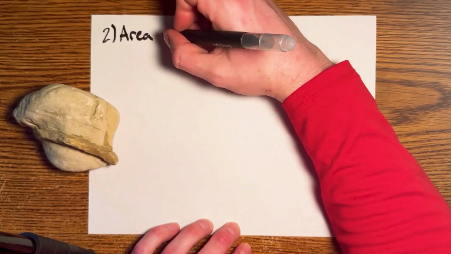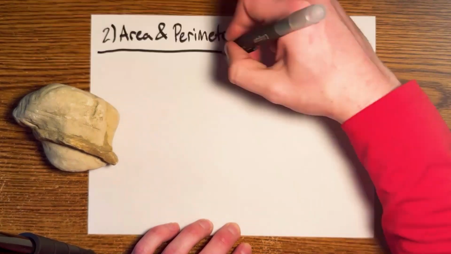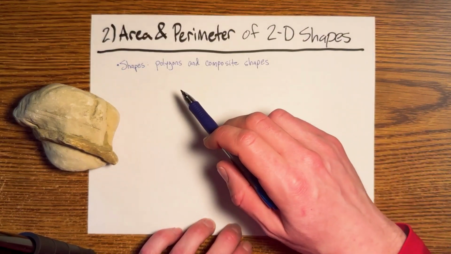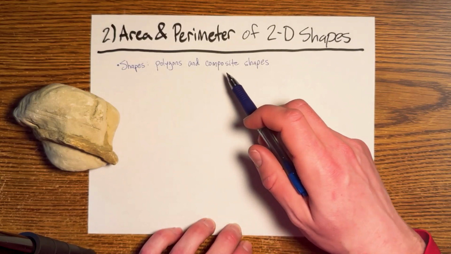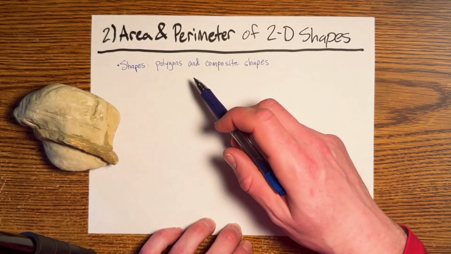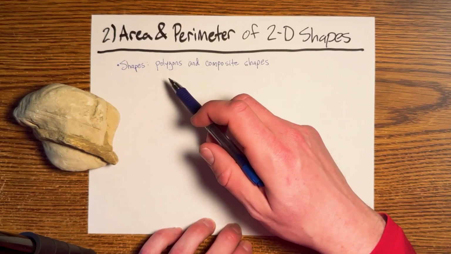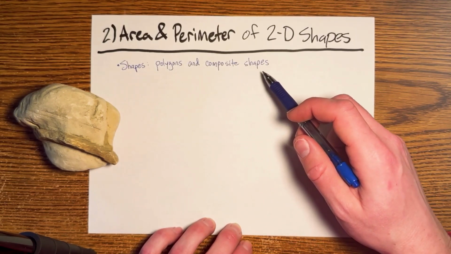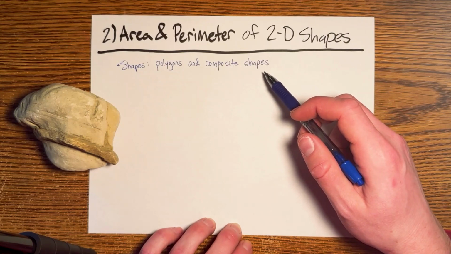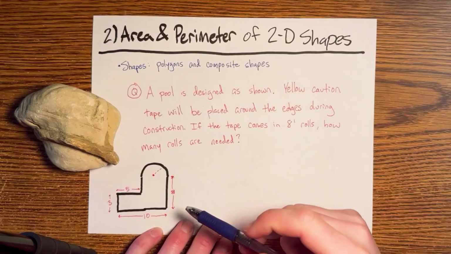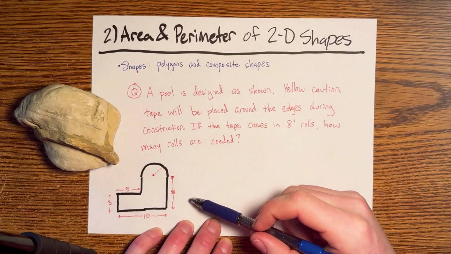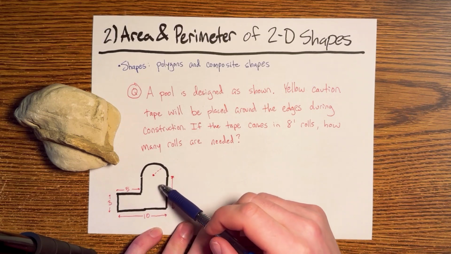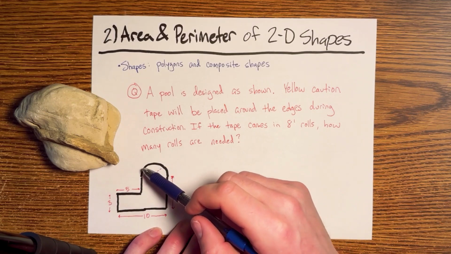Number 2, area and perimeter of 2D shapes. The two-dimensional shapes they're referring to include polygons and composite shapes. Polygons, you may remember, are any shape that includes triangles, rectangles, and more sides. Composite shapes will be any shape that combines 2 elements together. This is an example of a composite shape. We can see that it's made up of multiple rectangles along with half of a circle.